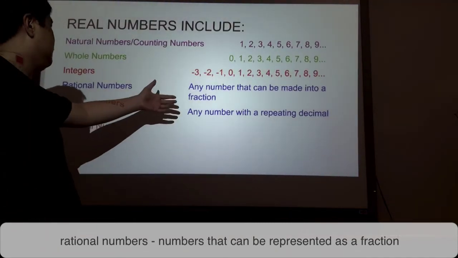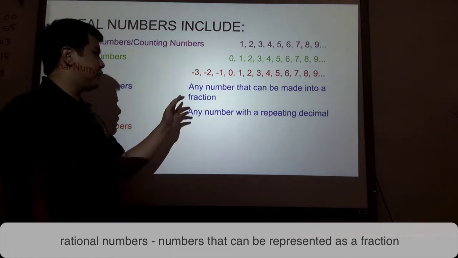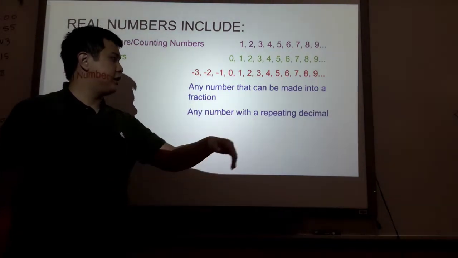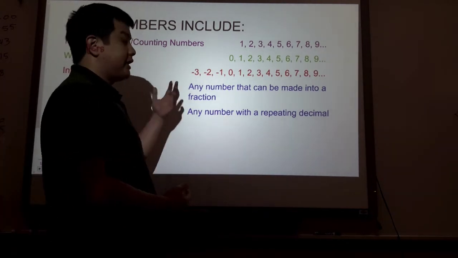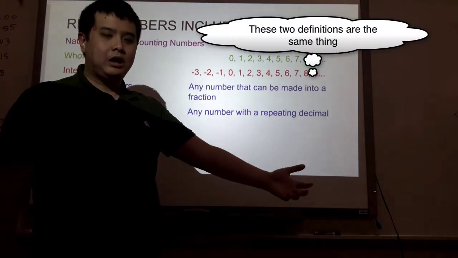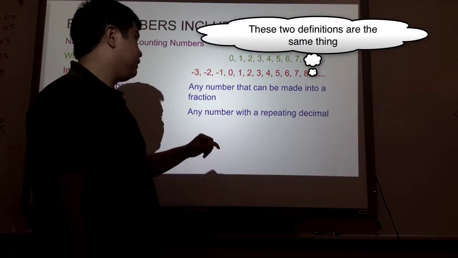So please write this down inside your chart, that rational numbers are any numbers that can be made into fractions, and any number with a repeating decimal, which again we will show tomorrow that these two are actually the exact same thing. Okay.